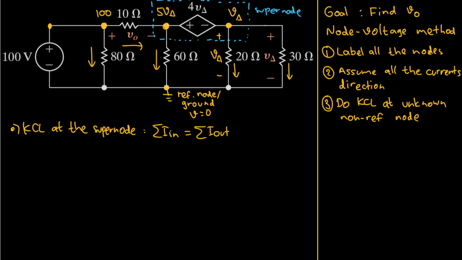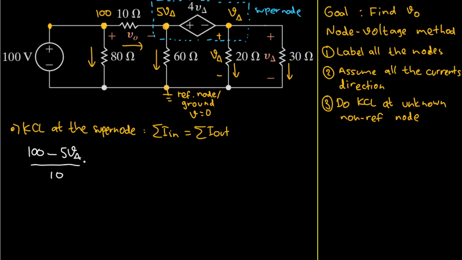Okay, let's see here. The only current that goes in is this one here, right? But we don't know the current yet, so we need to use Ohm's law. The current comes from this 100 volt voltage, so I will have 100, and then the current goes to 5 V delta. So I will have 5 V delta here. And then, because this is voltage and we need current, we divide it by the resistance between them, which is 10. Good. And now all the other currents are going out. We have this one, and that one, right?